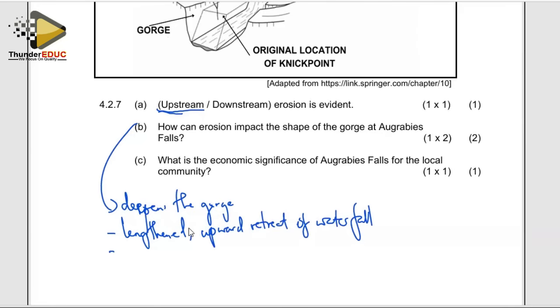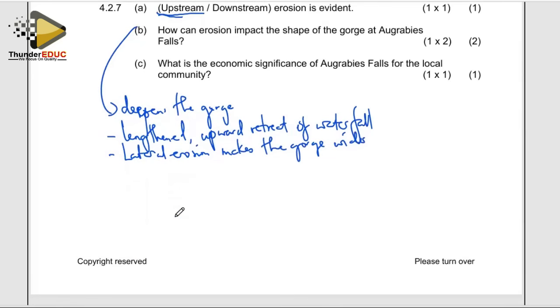And also in the case of lateral erosion, we'll make the gorge wider. Makes the gorge wider. Yeah, along those lines. That is how you present the idea. Then question number C says, what is the economic significance of Agrabis Falls to the local community? Those falls, how do they help the local community?